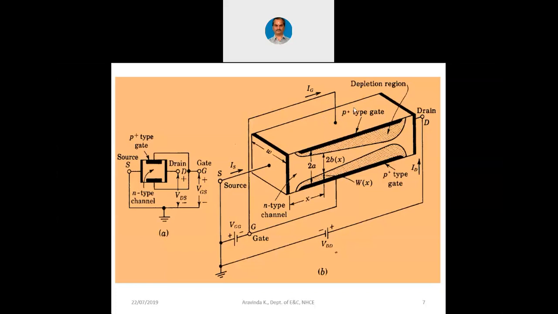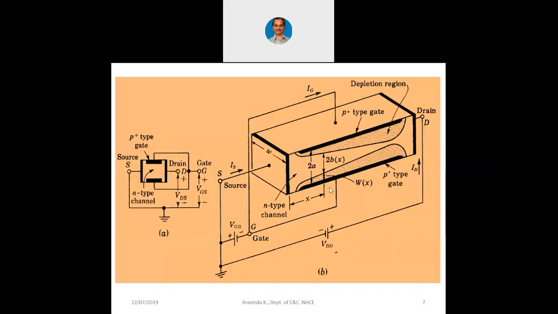Now in this picture he is showing a P-type material only at the upper surface and the lower surface. That is also fine. If the FET is of a cubical structure, then it can have P-type material at the top and at the bottom, and both are shorted together and taken as a gate material.